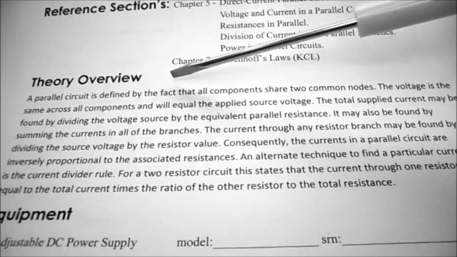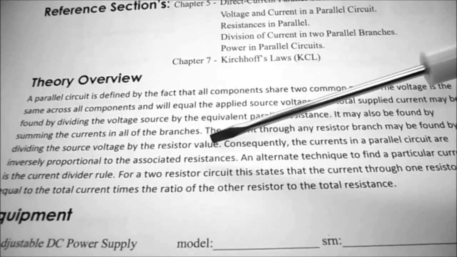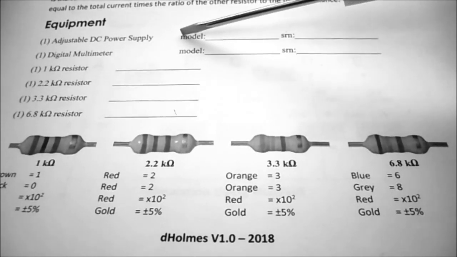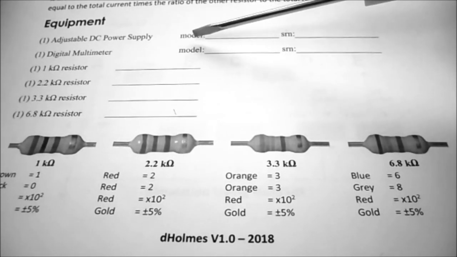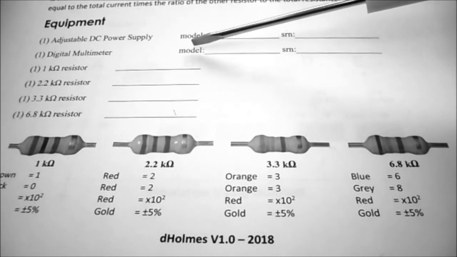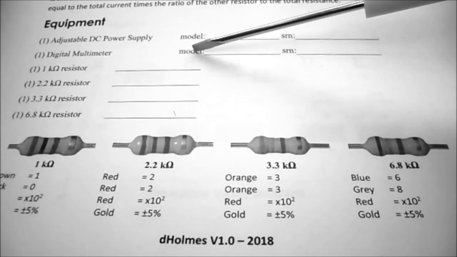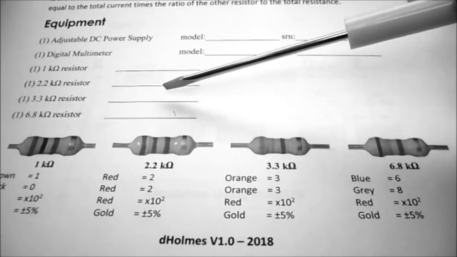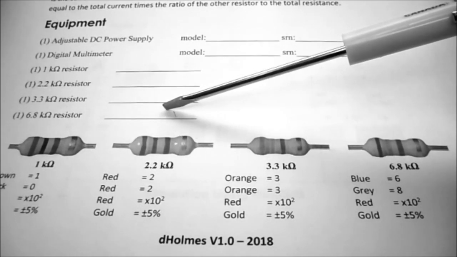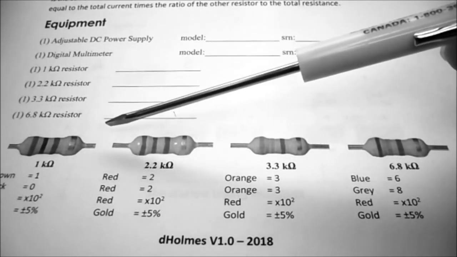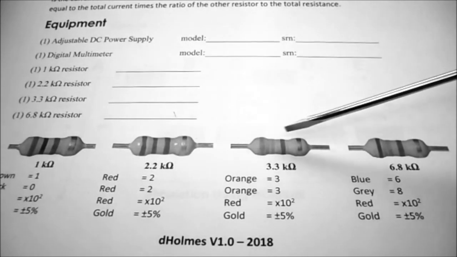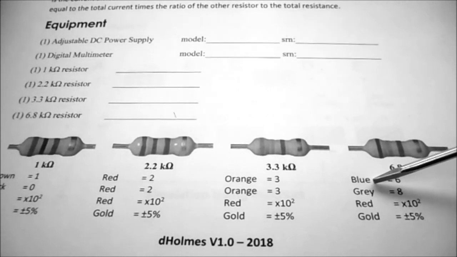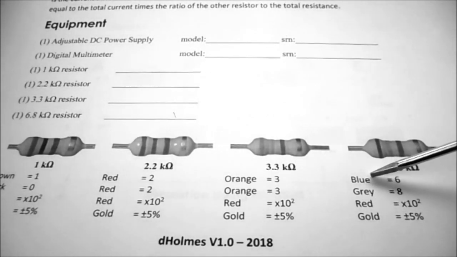You're given a theory overview about parallel circuits. And you can see the equipment we're going to use today is the adjustable DC power supply, which will be the Agilent power supply, and the digital multimeter, which will be the Mastech multimeter. We have the 1K, the 2.2K, the 3.3K, and the 6.8K ohm resistors, and I've given you pictures of what each of the resistors should look like. So if you're looking at this online, they'll be in color. If not, I've put down the color for each of the bands for you.